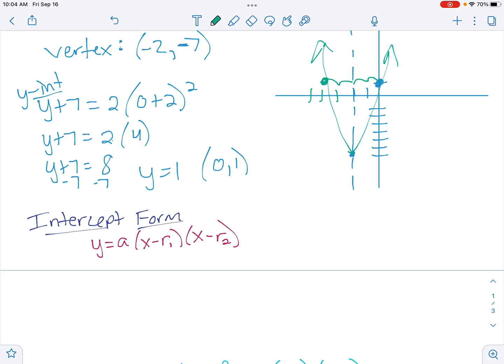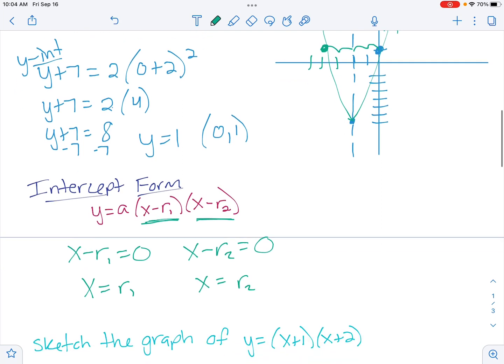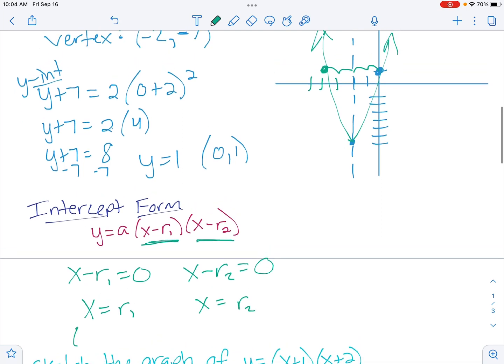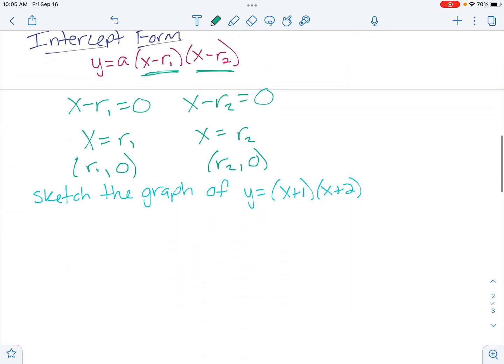Now the last form is intercept form. This is when it's already technically factored for you, is kind of how I look at that. So factored for me means I'm going to pull these guys out, and I'm going to set each one equal to 0, just like they were my factors. So x would equal r sub 1, and this one x would equal r sub 2, which means there's 2 of my points. Those are my x-intercepts. So I have r1, 0, and r2, 0. So those are my x-intercepts, and my axis of symmetry is in the middle of those.